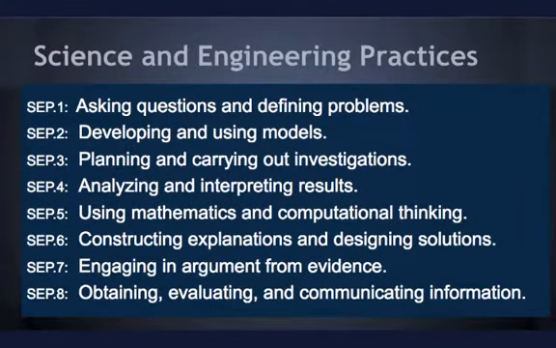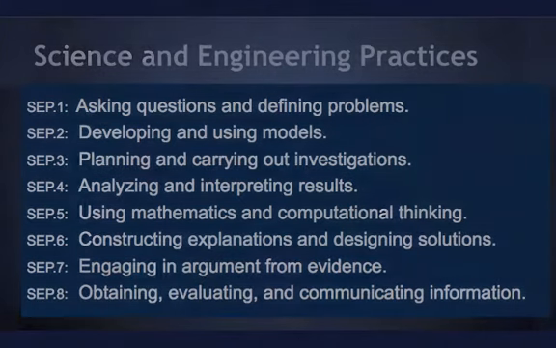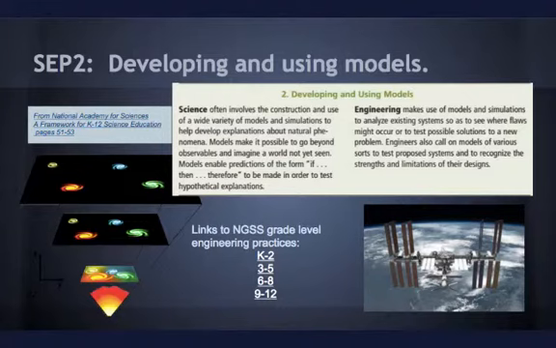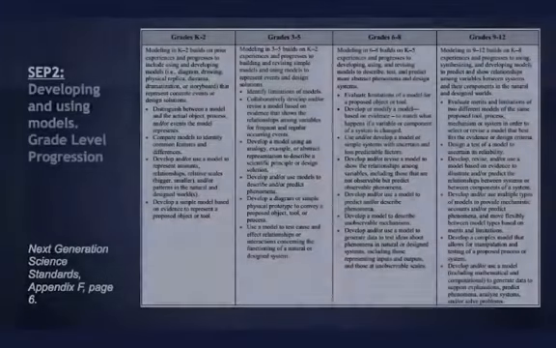Again, there are 8 science and engineering practices that are essential to developing proficiency skills in one's students, and the focus of this toolkit is Science and Engineering Practice 2, Developing and Using Models. Models are used in science and engineering to assist in analyzing complex systems. In science, models are used to develop explanations about natural phenomena, while engineers use models to analyze flaws in existing systems or to test possible solutions to new problems.